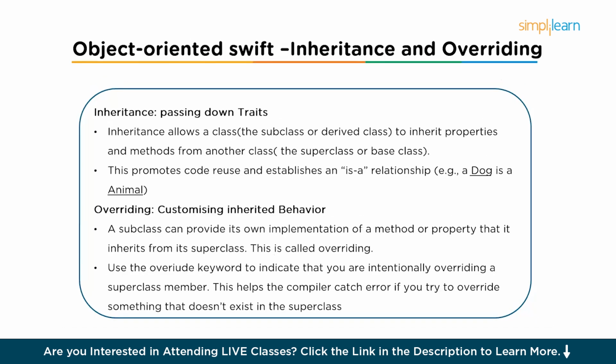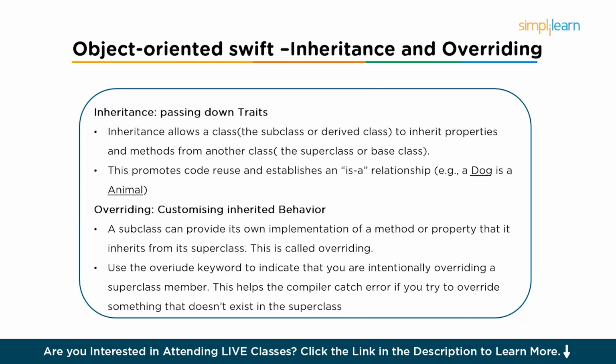Moving on, we have inheritance and overriding. Inheritance allows a class to inherit properties and methods from another class. This promotes code reuse. Instead of writing the same code multiple times, you can define common properties and methods in a superclass, then have subclasses inherit them. This also establishes an is-a relationship. Overriding is when a subclass provides its own implementation of a method or a property that it inherits from its superclass. This is called overriding.